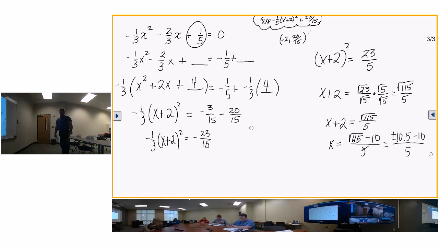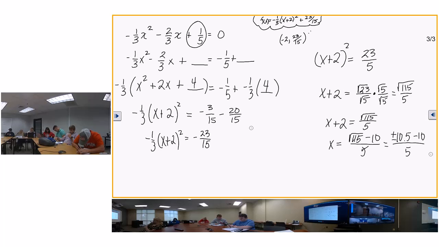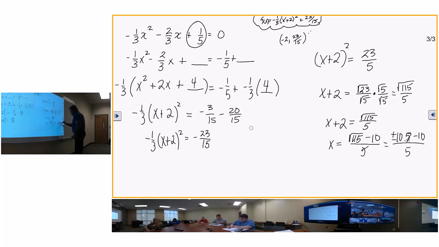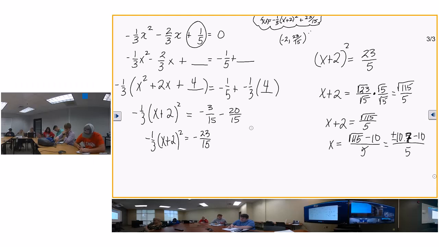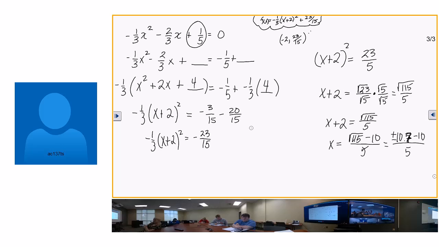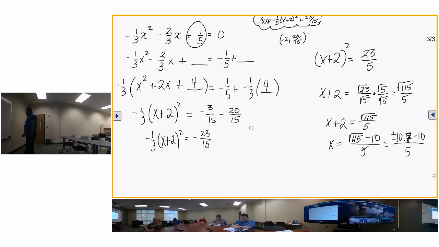All right, so somebody take the square root of 115. What do you get? Okay, 10.7. I was off a little bit. So 10.7 minus 0.7 over 5. What's 5 into 0.7? 0.14.